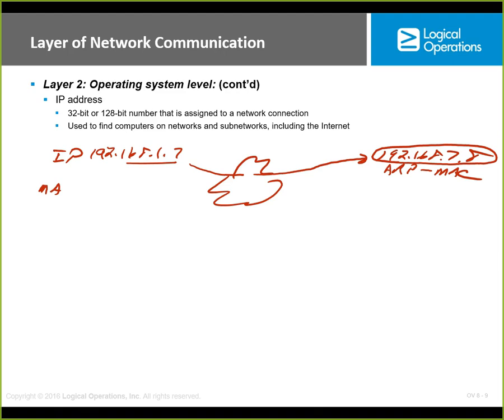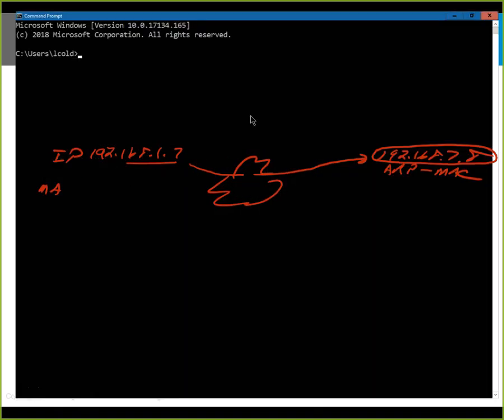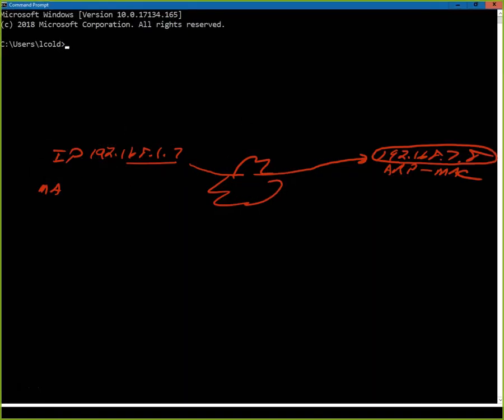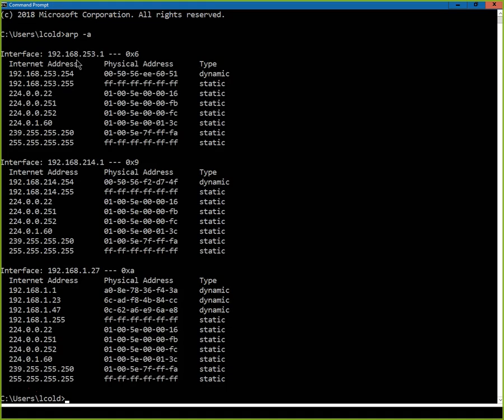Okay, let me try this, because we can look at it. If I make that stuff go away, this is the command prompt on the computer that I'm on. If I do ARP, gotta spell ARP right though, ARP -a tells me to look at all of the associations.